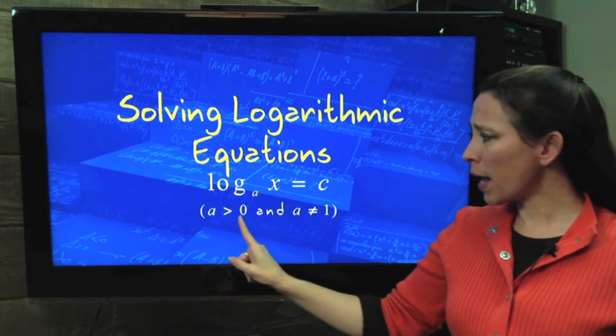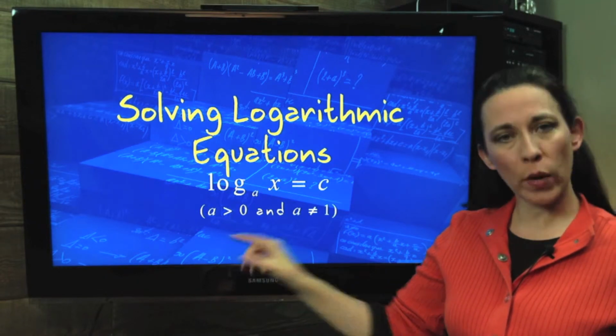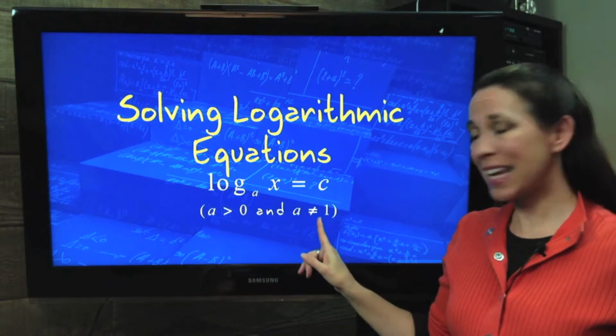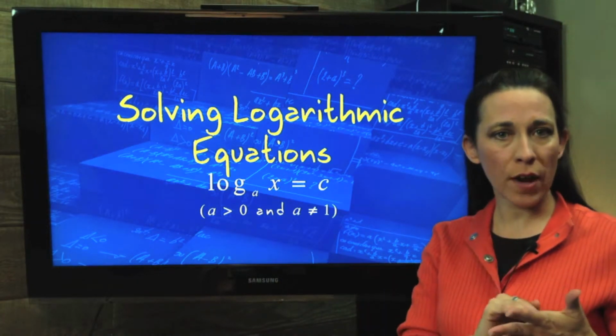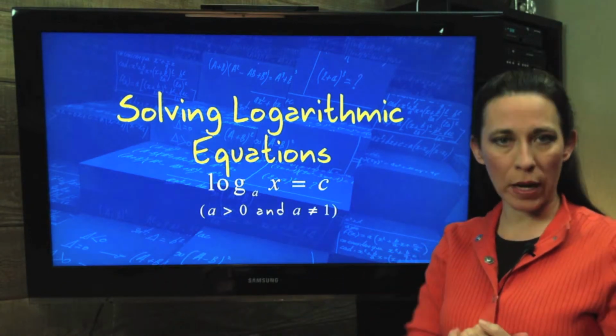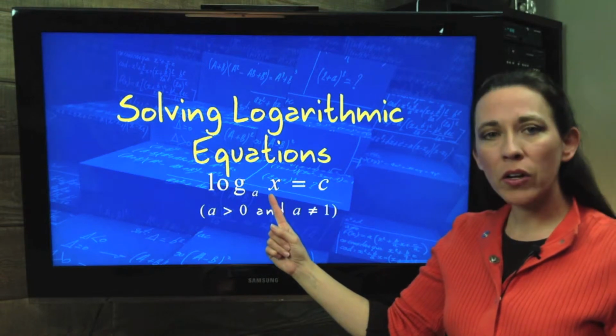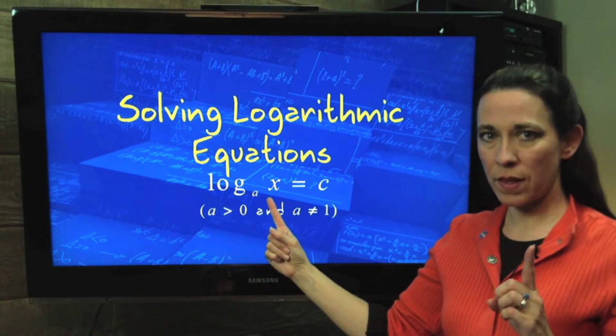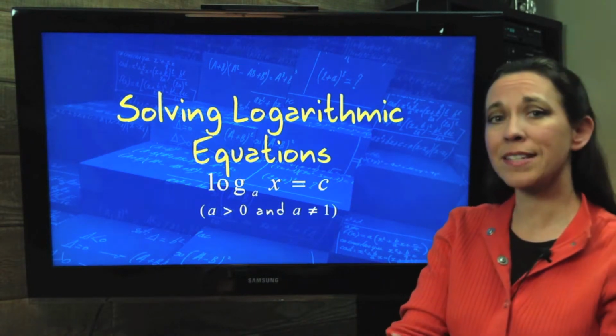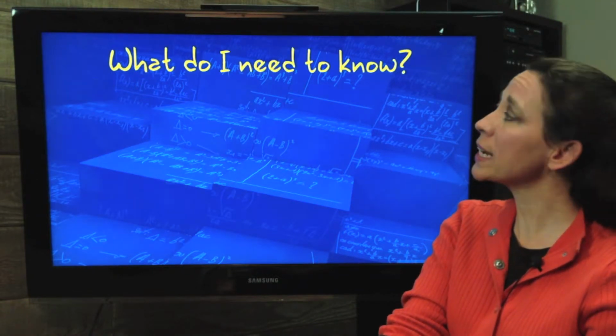We need to keep in mind that your base here has to be greater than 0, and it cannot equal 1. So you can have positive fractions and any positive numbers greater than 1, which also means that this number here is going to have to be positive, and that's based on the definition, which I'll show you here in a second. So what do I need to know?